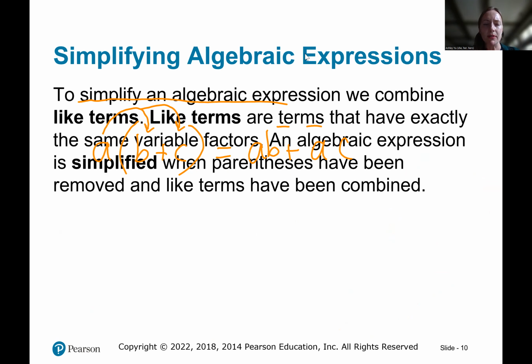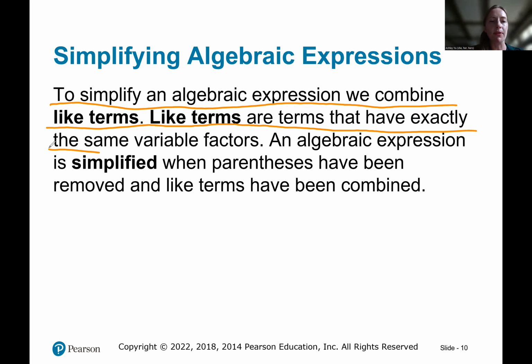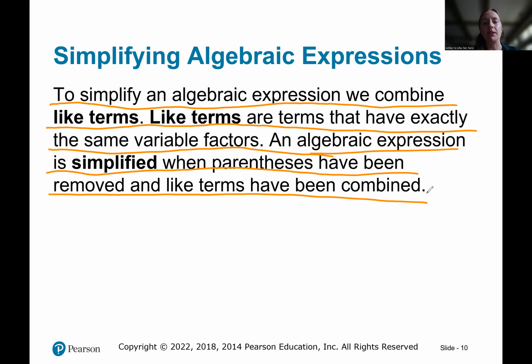Oh, let me get rid of all this stuff. Okay. Simplifying algebraic expressions. This is important. We'll see this definitely in chapter 3 in this class. To simplify an algebraic expression, we combine like terms. Like terms are terms that have exactly the same variable factors. An algebraic expression is simplified when parentheses have been removed and the like terms have been combined.